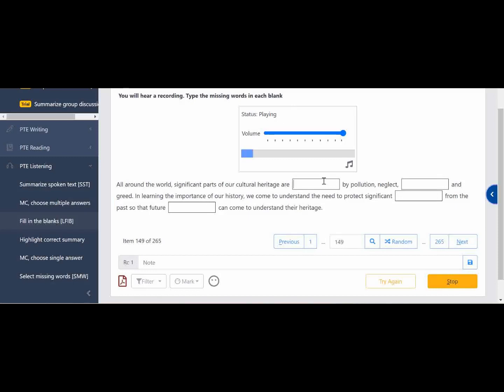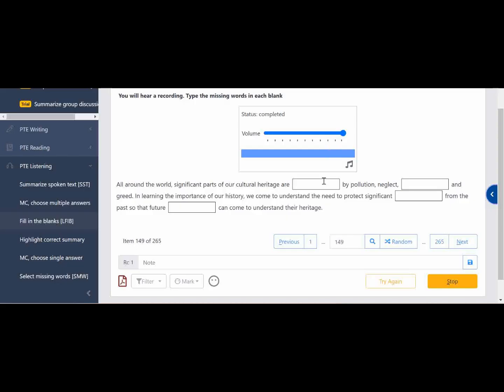All around the world, significant parts of our cultural heritage are threatened by pollution, neglect, carelessness, and greed. In learning the importance of our history, we come to understand the need to protect significant remains from the past so that future generations can come to understand their heritage.